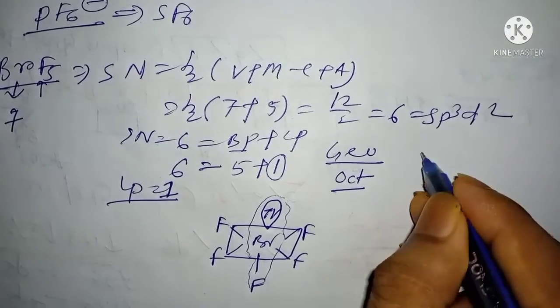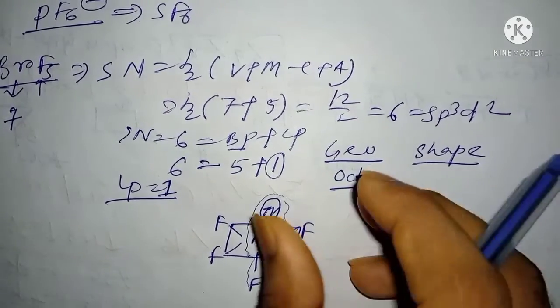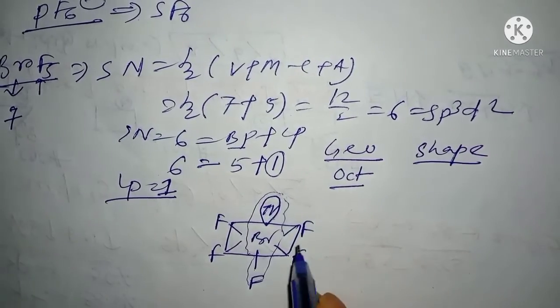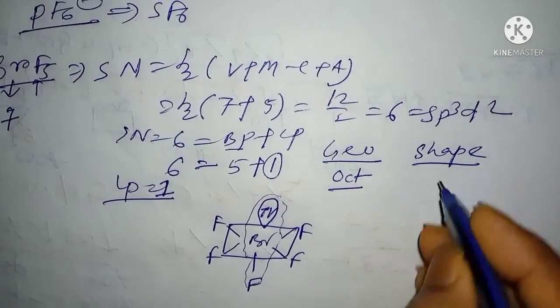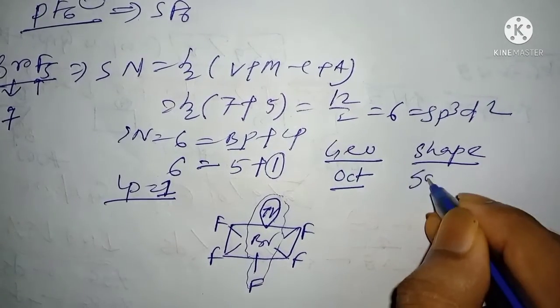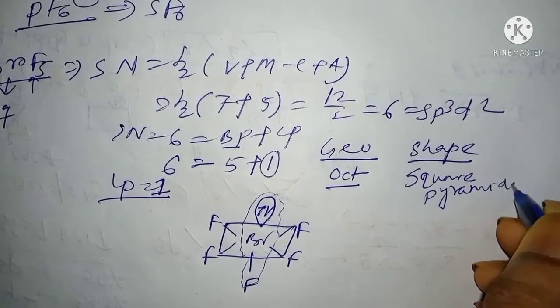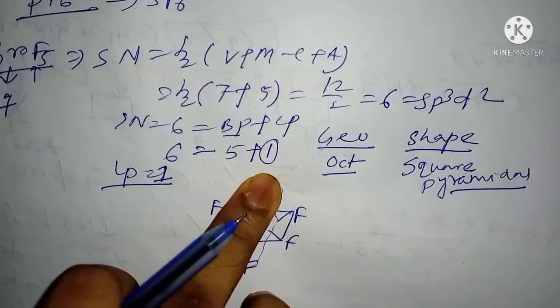Now for shape determination, lone pairs are not considered. So lone pair this side, and this is square pyramidal geometry. Sorry, geometry is octahedral. This is the shape. This is square pyramidal shape. Lone pairs are not considered.